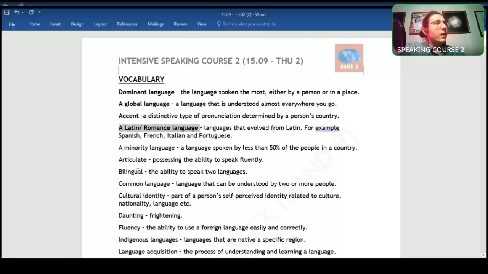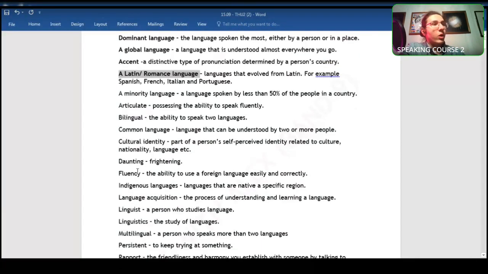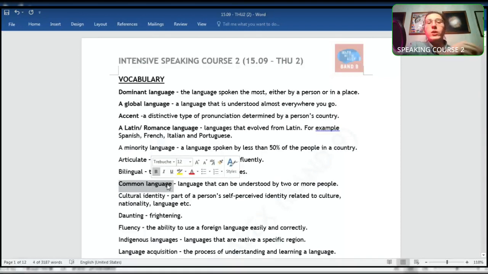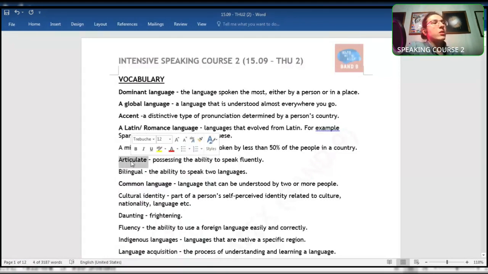Let's keep going. We're not going to be covering all this vocab because there is a lot of vocab, but I think the most important words. Common language. If you're describing a person, for example somebody that you met while you were traveling, common language means the language between two people. For example, the common language between me and my best friend is English, but his main language is Chinese. Next is articulate.